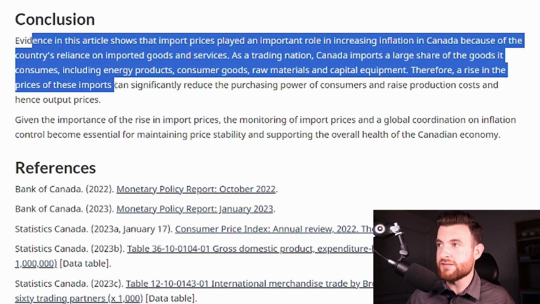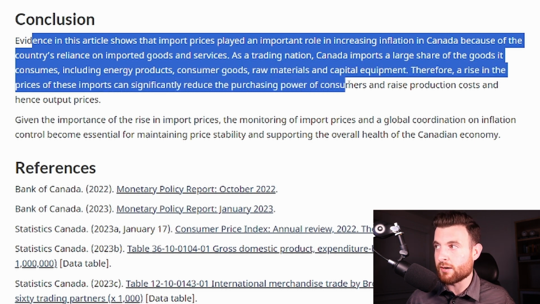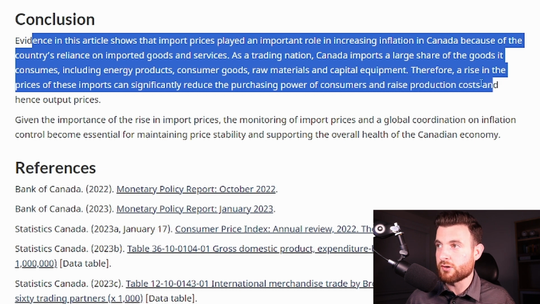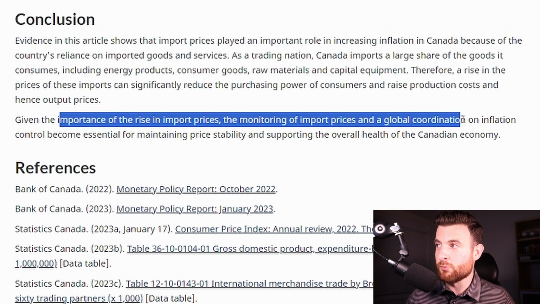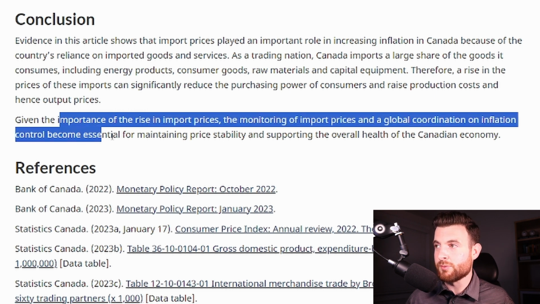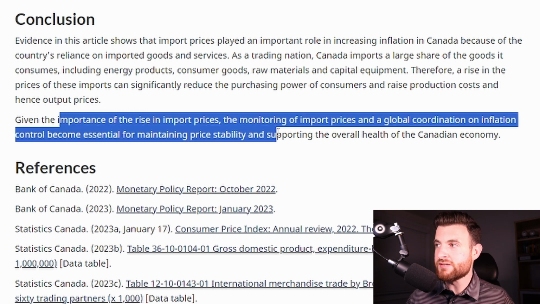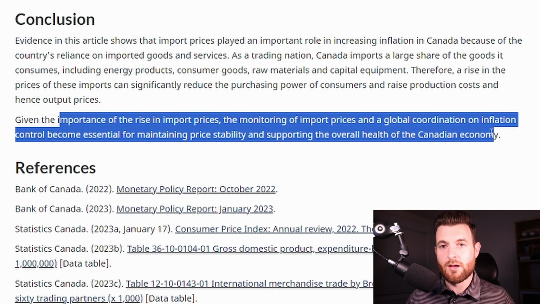Therefore, a rise in the prices can significantly reduce the purchasing power of consumers and raise production costs and hence output prices. Given the importance of the rise of import prices, the monitoring of import prices and global coordination on inflation control become essential for maintaining price stability and supporting the overall health of the Canadian economy. Now, again, this goes to my point that if the Canadian dollar continues to fall off today, we will see more inflation for the goods that we consume. We've been doing a pretty good job of getting inflation under control, but this is definitely a concern moving forward.